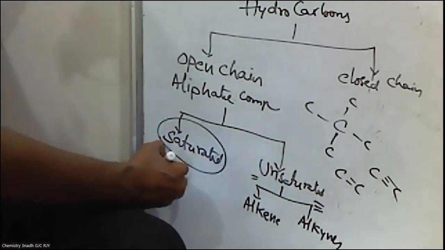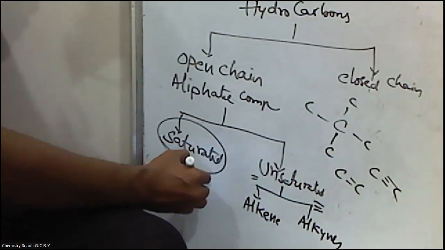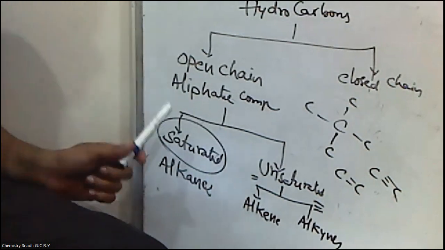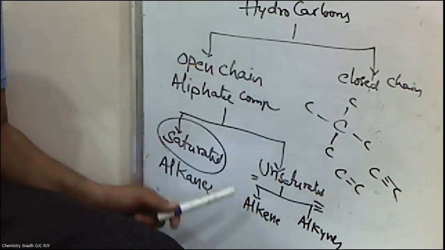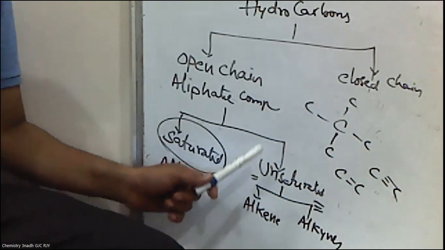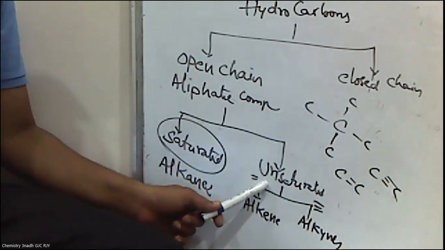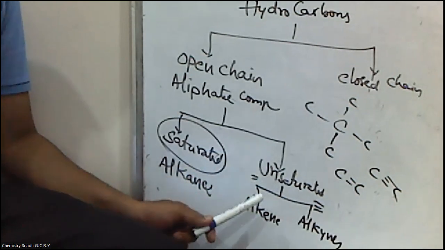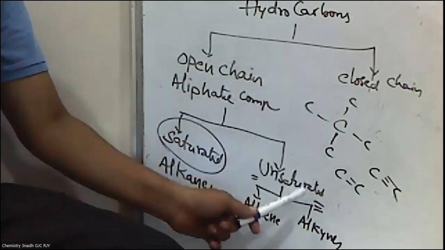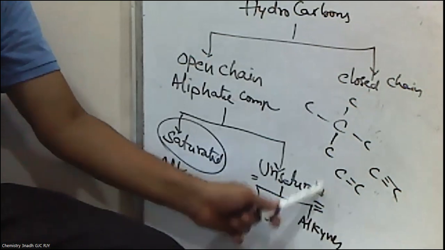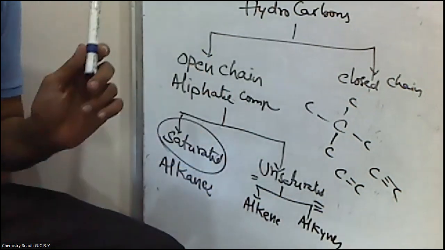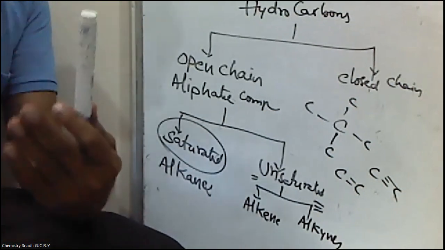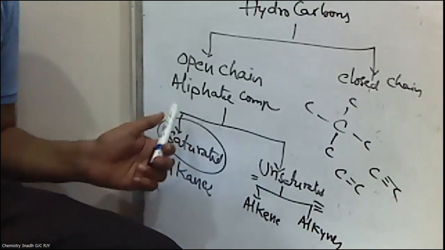Examples for saturated hydrocarbons are alkanes. Unsaturated hydrocarbons having a carbon double bond are called alkenes. Unsaturated hydrocarbons having a carbon triple bond are called alkynes. This is my second video in this hydrocarbons content.